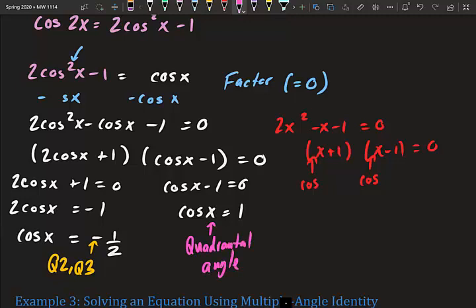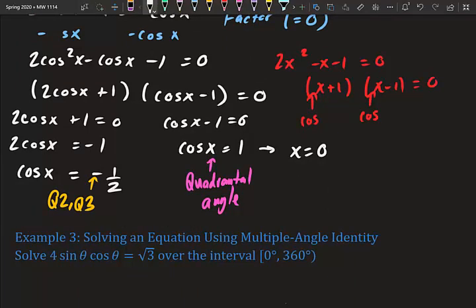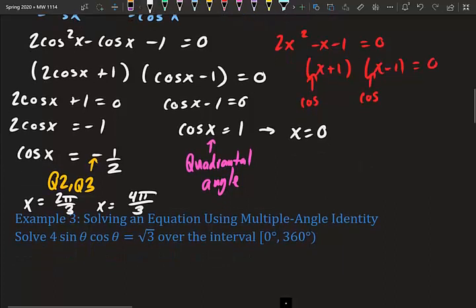So since we have a special angle, there's only going to be one answer. For our special angle, we get x equals 0, because cosine 0 equals 1. And then for our quadrant 2, quadrant 3 values, looking in those quadrants only, look to see where cosine is negative 1/2. Cosine is negative 1/2 when x is 2 pi over 3 and 4 pi over 3. So we have our solutions: 0, 2 pi over 3, and 4 pi over 3.